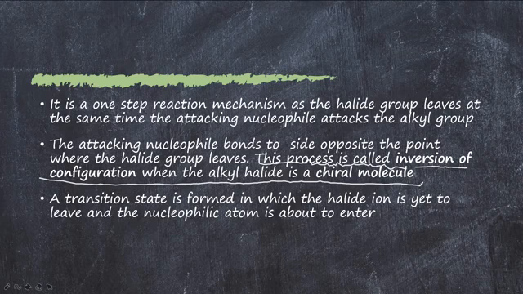Now, a transition state is formed in which the halide ion is yet to leave and the nucleophile atom is about to enter. That's what I was demonstrating earlier, and I told you I'm going to tell you what that actually means. Now, like I said earlier, tertiary alkyl halide favors SN1. Now, primary favors SN2. I'm actually going to demonstrate that later. So let's use a common example, methyl chloride.